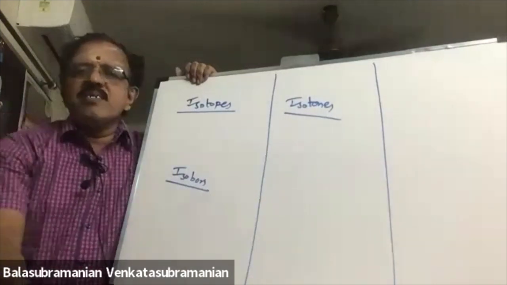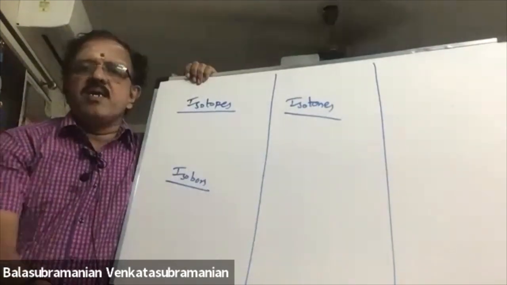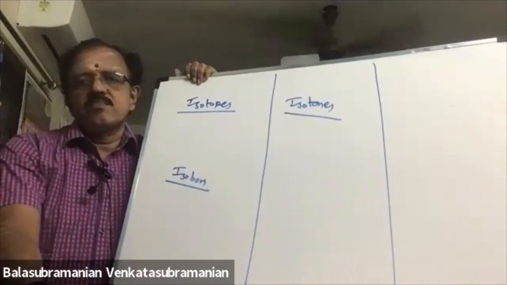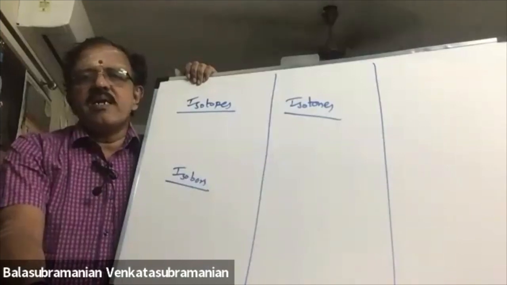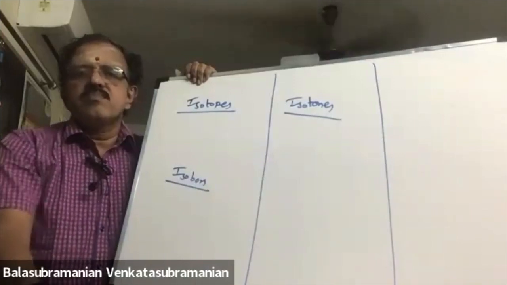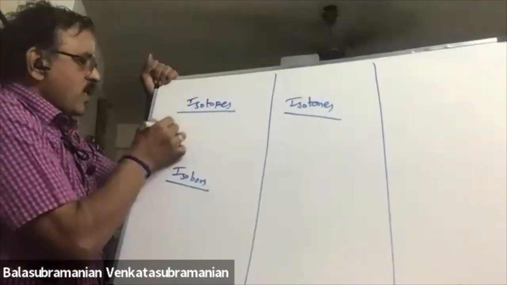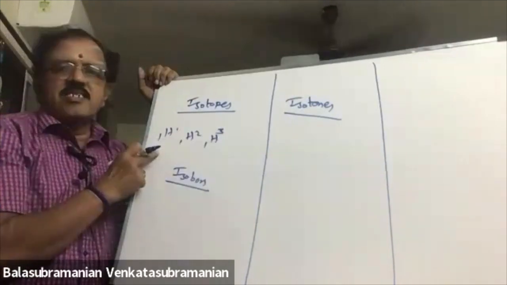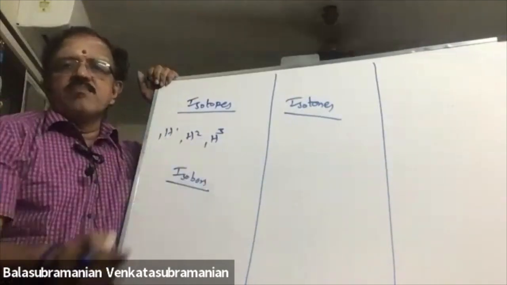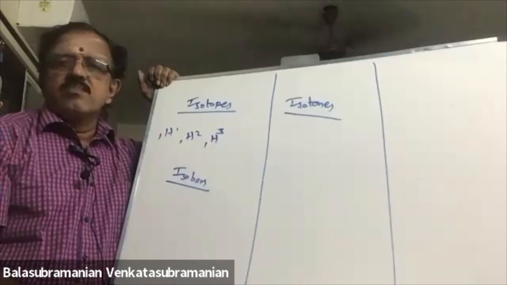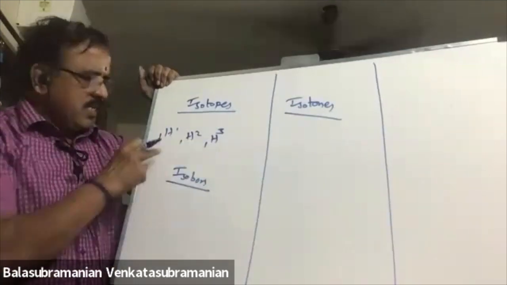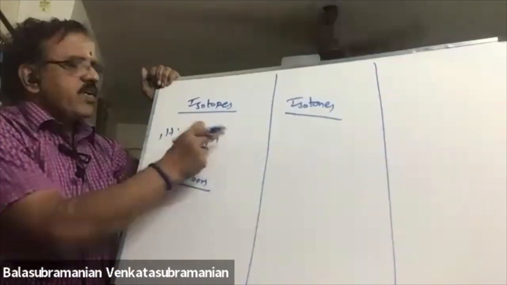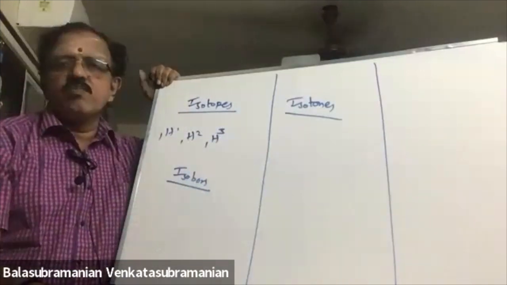Isotopes means elements having same atomic number but different mass number. Mass number different, atomic number is same. Example, 1H1, 1H2, 1H3, hydrogen, deuterium, tritium. Isotope of hydrogen. Everywhere the atomic number is 1, mass number is different. So this is an example for isotope.